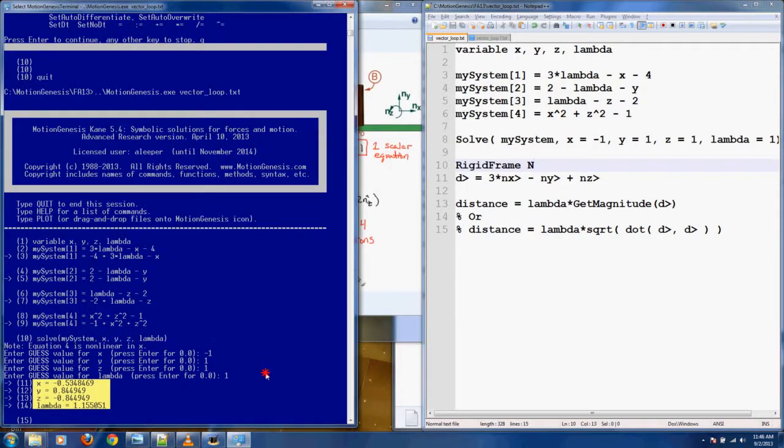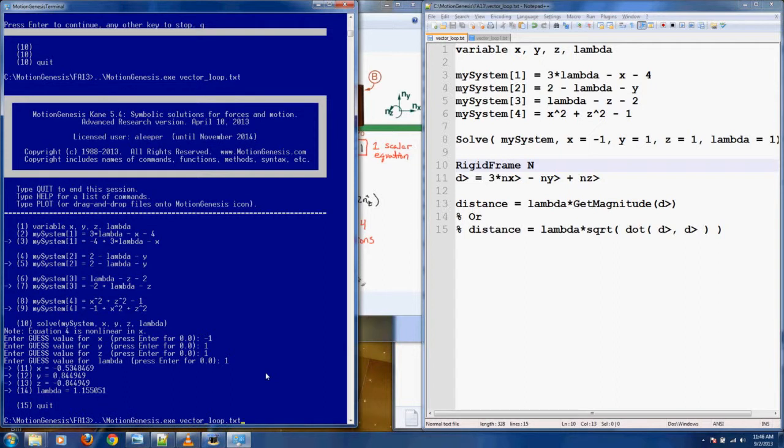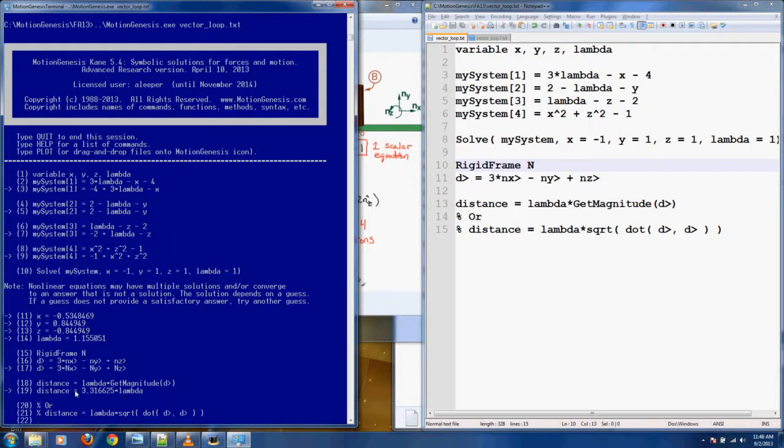So before we run this, you may have noticed I didn't actually define what nx, ny, and nz are. So here, I actually need to say, okay, I have a rigid frame, it's called n. So this command will actually define those three unit vectors, and it will know that those unit vectors are orthogonal to each other. So we can come back over here and run it again, and we'll notice that it's doing something slightly irritating, which is actually trying to keep it in symbolic form.